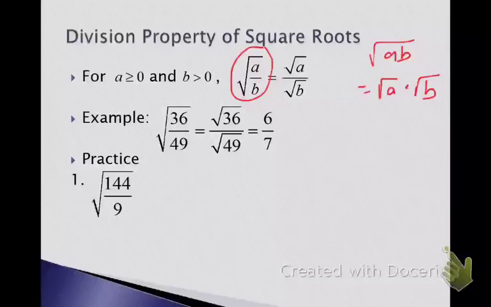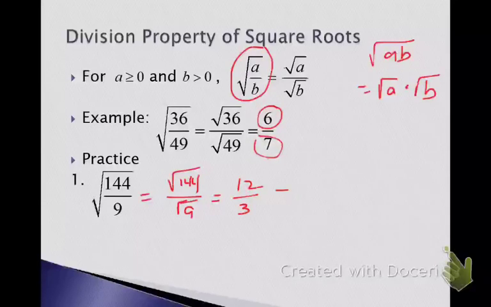So, for example here, if we have the square root of 36 over 49, then we can split this up into the square root of 36 over the square root of 49, and the square root of 36 is 6, and the square root of 49 is 7, so we get 6 over 7. Okay, so quick practice here, we have the square root of 144 over 9. The division property says that we can split these up into individual square roots and go 12 over 3, divide that out, and get 4.